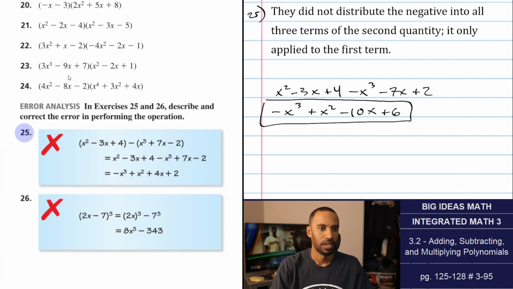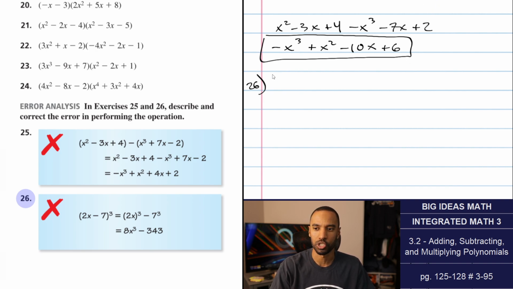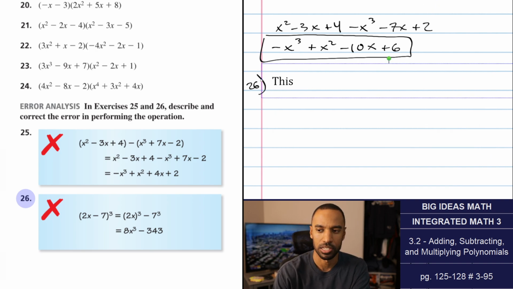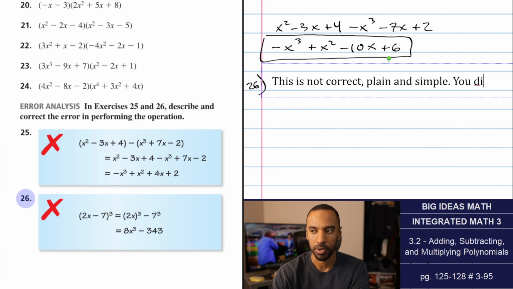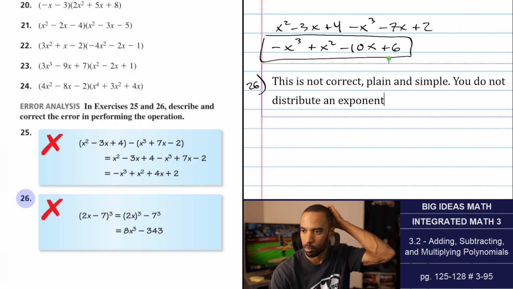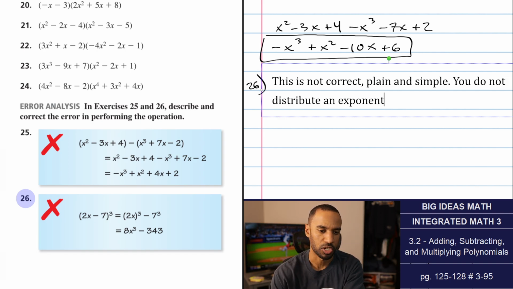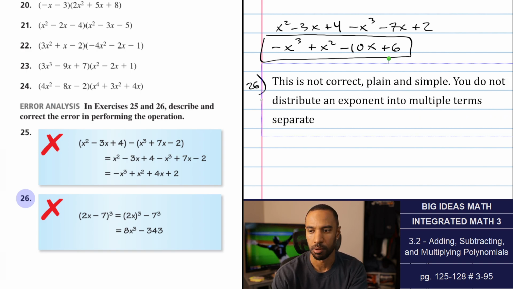Number 26, the big no-no of the bunch. If I were to assign problems for homework, I would absolutely assign this one. And I'd probably assign it the next day too, and the third day, and everything like that. This is just wrong. This is not correct. Plain and simple, you do not distribute an exponent, and distribute is the incorrect term to use for that anyway, because distribute means multiplication, but you do not distribute an exponent into multiple terms separated by addition or subtraction.